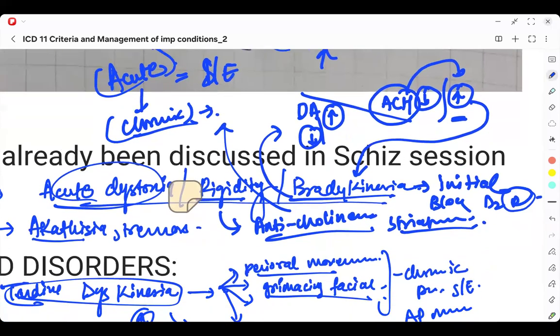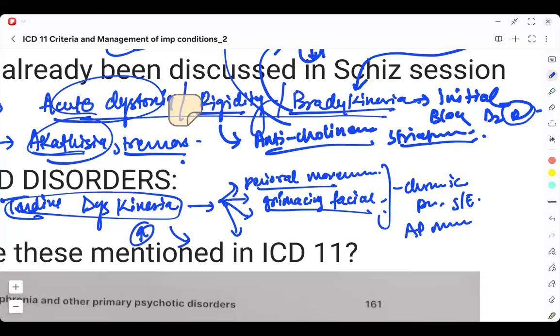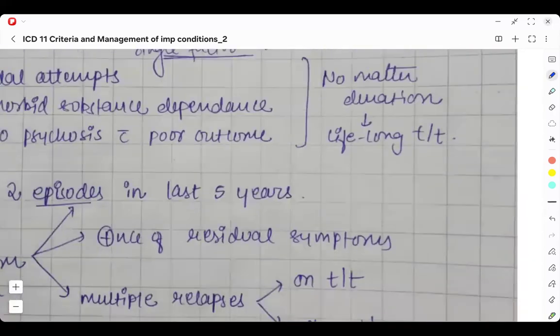All right. So akathisia and tremors are also acute side effects. Sometimes akathisia can also relate to chronic side effects. When tardive dyskinesia is there, similarly there is akathisia, which is chronic, which is different. So what we are dealing with here is acute side effects.